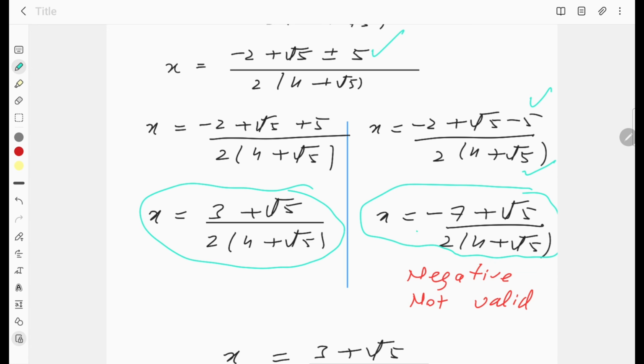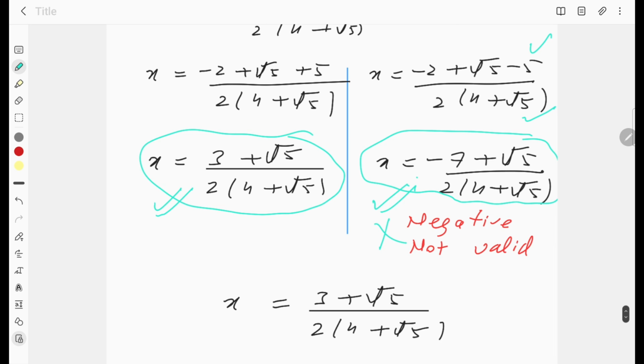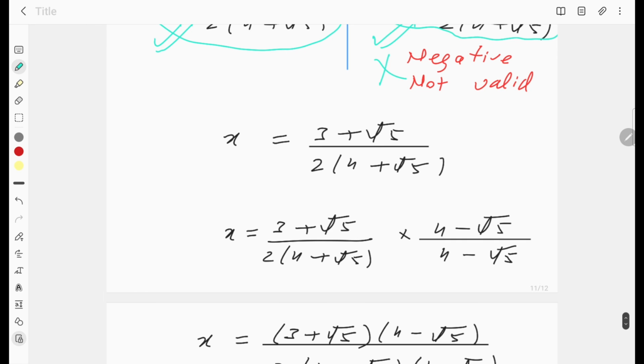This value of x is negative. Minus 7 plus under root 5, minus 7 is a bigger number, it's minus, so the numerator will get minus sign, while the denominator remains positive. So this fraction will be negative, and since the question says that you have to find the positive value, you will take this value and you will ignore this value. It's better if you write it negative, not valid. So this is one answer possible.